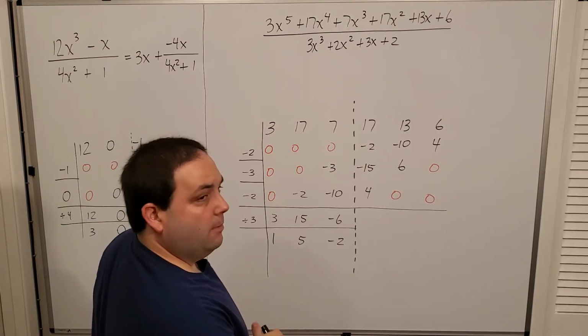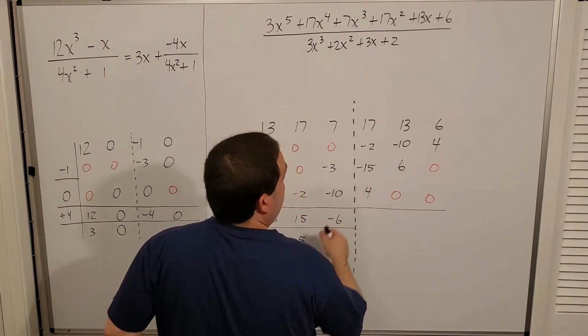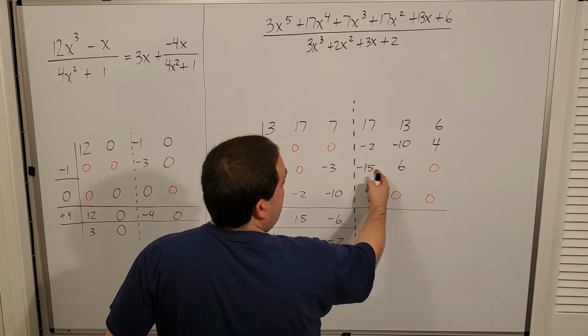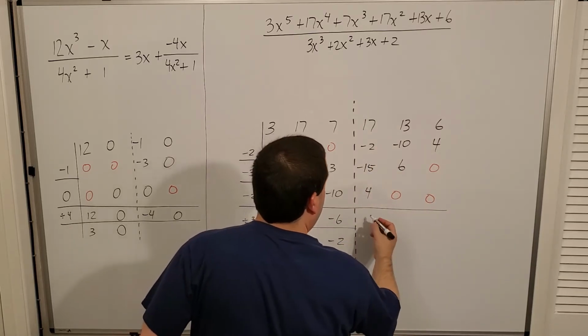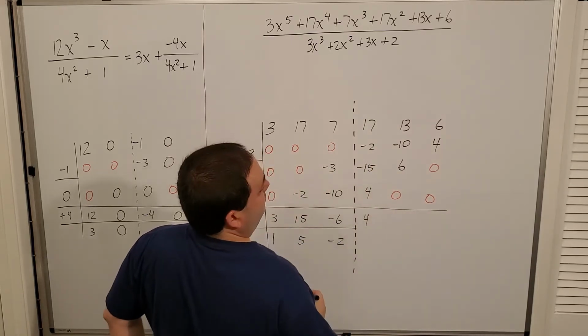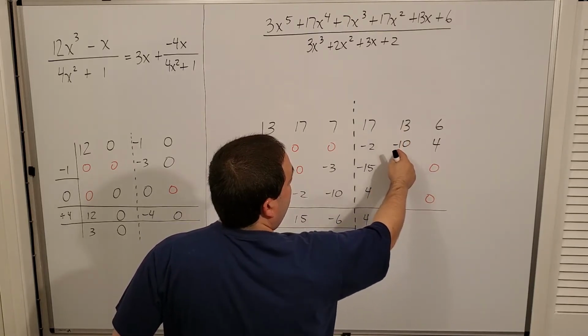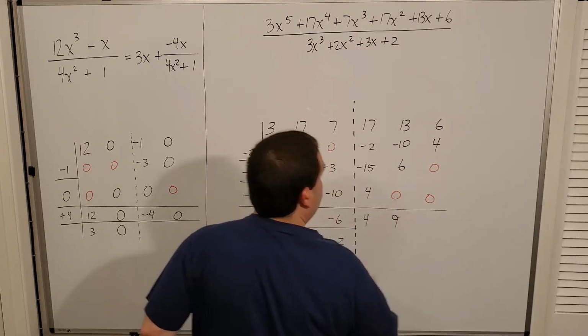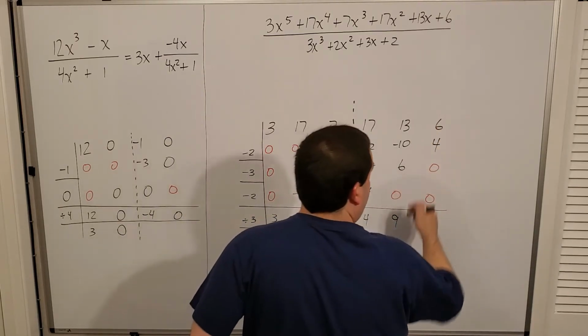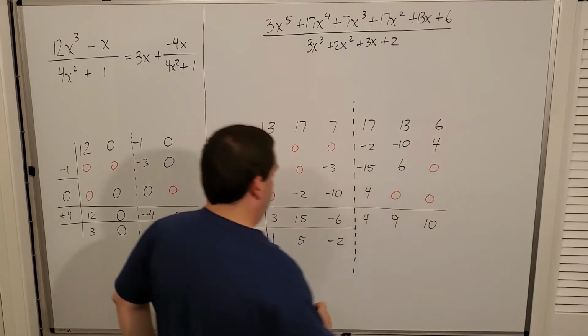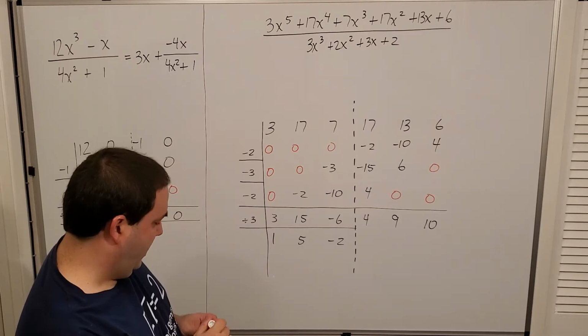And then I just complete my last 3 rows. So I've got 17 minus 17 plus 4. So I'm just going to get 4 there. Then I have 3 plus 6 is 9. And 6 plus 4 is 10. So let's interpret the answers here.